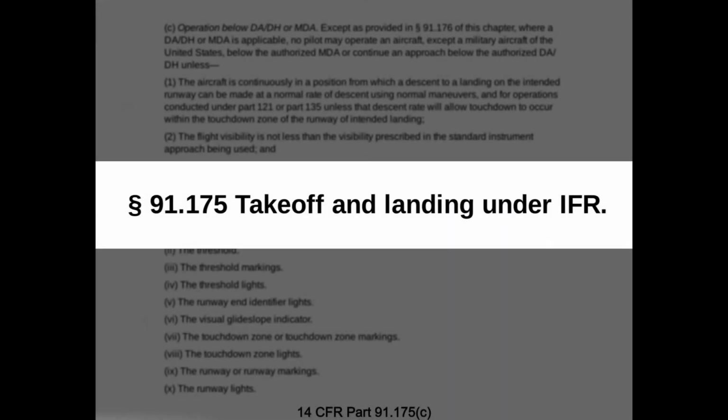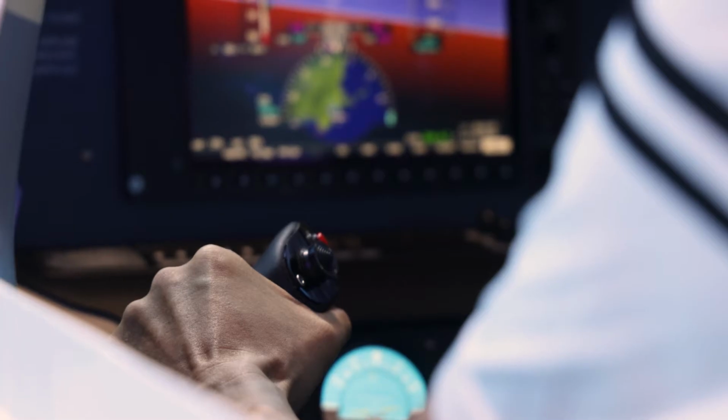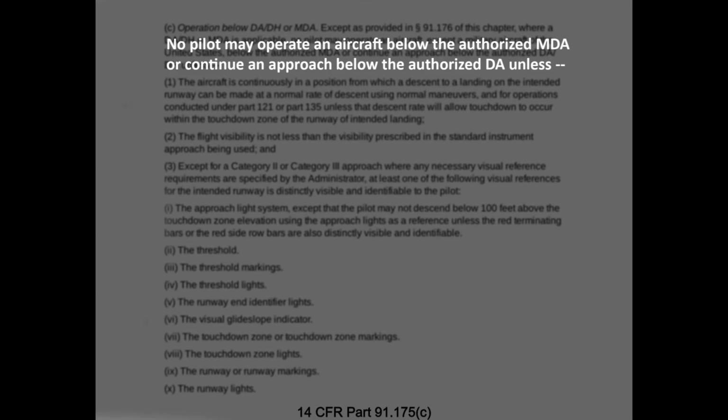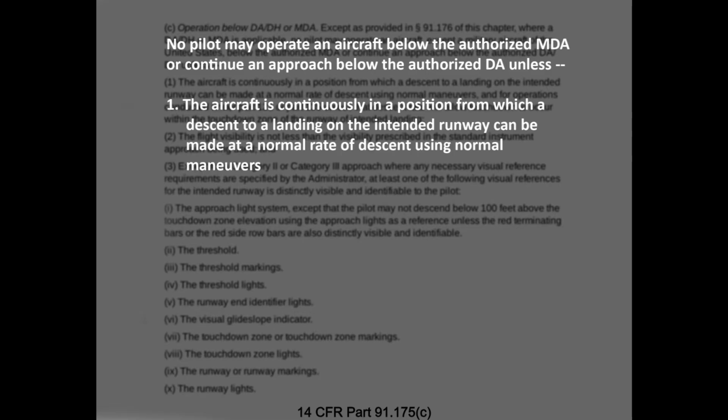The regulation that stipulates when we can initiate a descent below the DA or MDA can be found in 14 CFR Part 91.175(c). Here we are given 3 specific criteria that must be met in order to continue an approach procedure below the DA or MDA. The regulation states that no pilot may operate an aircraft below the authorized MDA or continue an approach below the authorized DA unless 1. The aircraft is continuously in a position from which a descent to landing on the intended runway can be made at a normal rate of descent using normal maneuvers.